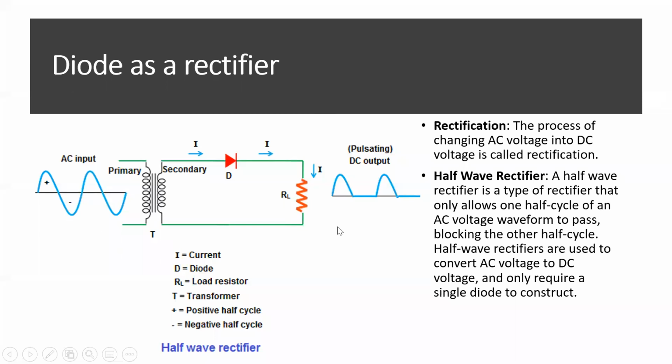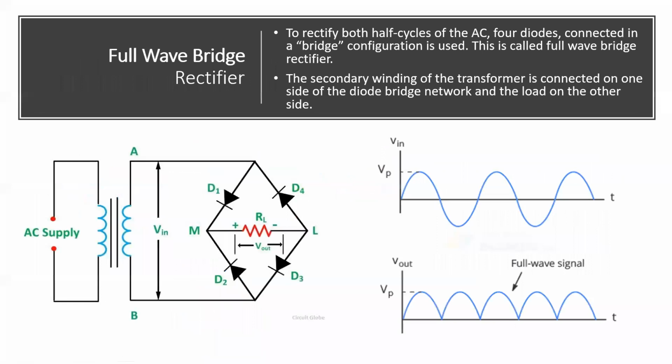Is this clear to you? Yes. Okay, so this is a half wave rectifier and it uses only one single diode. Now let us see what is a full wave rectifier. In a full wave rectifier, both half cycles of AC will be available in the output.